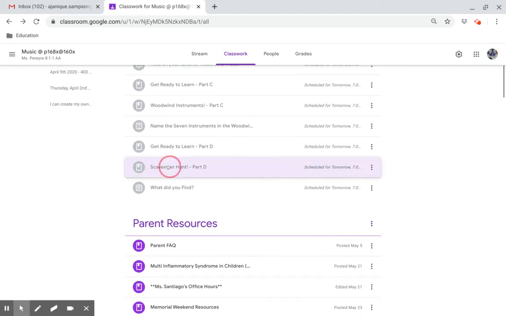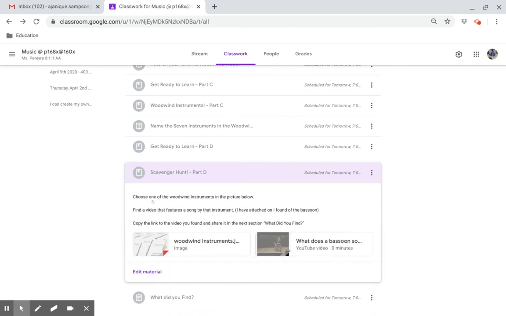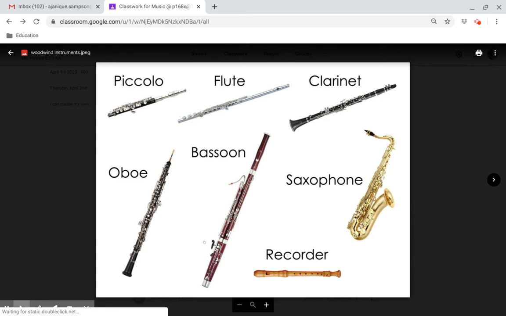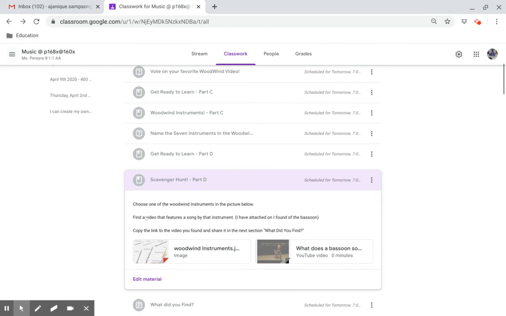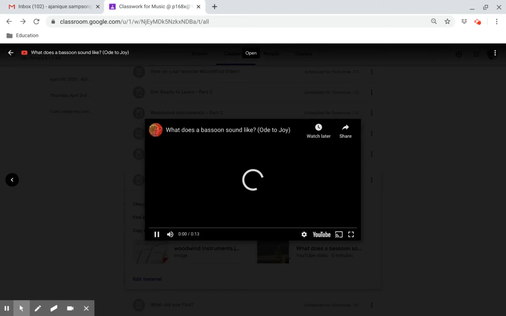Scavenger hunt, part D. Choose one of the woodwind instruments in the picture below. Choose one of these instruments. I chose the bassoon. And then find a video that features a song by that instrument. Here's one that I found.